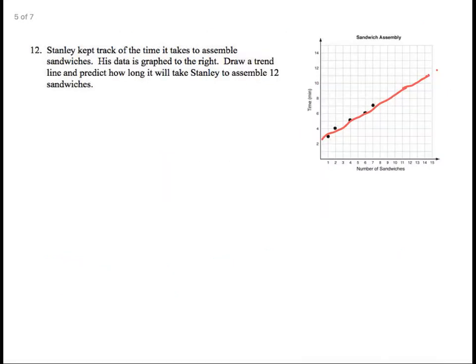All right, 12, we have Stanley. He is trying to keep track of the time it takes to assemble some sandwiches, and his data was graphed to the right. I sketched a trend line in. It's obviously kind of hard to do it straight on my iPad. You could do this with a ruler or a book or something, but you draw a line straight through the data as close as you can get to all of the data points. And then we're going to predict how long it takes him to assemble 12 sandwiches.